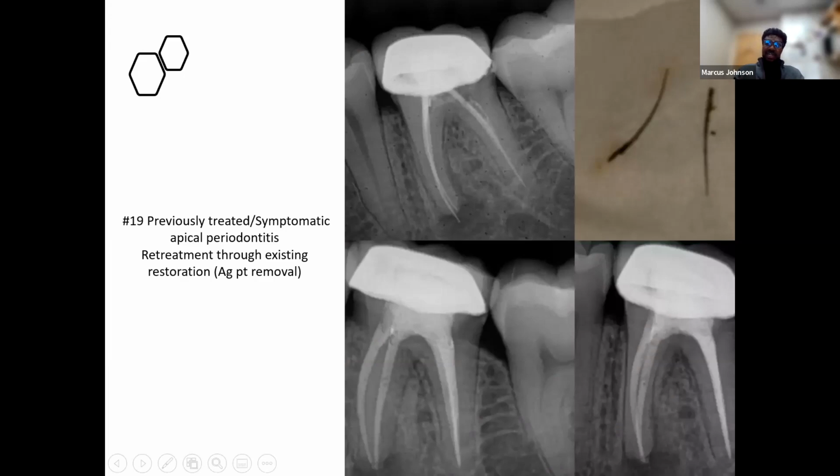Retreatment, silver point removal. Just go ahead and restore the access through the crown. Sometimes I'll do that just to provide a nice seal. We'll see how that heals up in the next few months. I just recently completed this case, I think about a couple weeks ago.